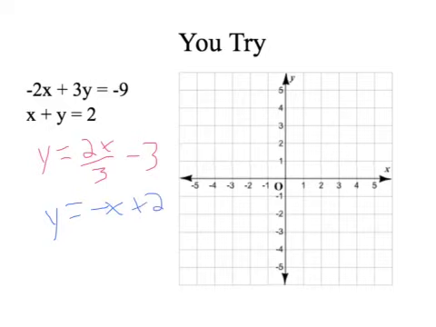Right. So then the graph, my red line, the y-intercept is -3. So I'm going to go down to my y-axis, put a point on -3, and go up 2, right 3, and draw a line.